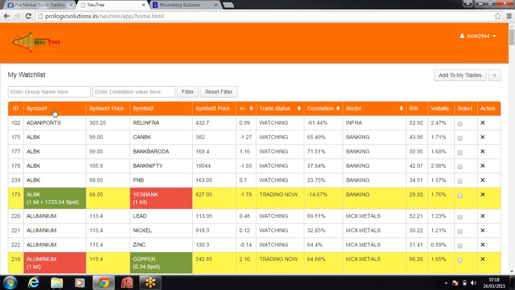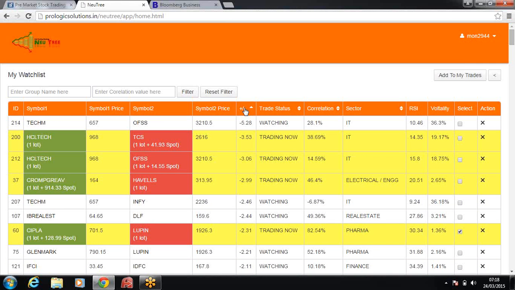Here you can alphabetically select the symbols, or else you can select the ascending and descending order of the z-score. This is the z-score, the plus or minus. So this is what actually tells us when to enter into a trade and when to exit from a trade. So at a z-score of 2.7 and above, the call gets initiated and you'll get this green and red. And a z-score of 1 will tell you the exit point. So once the z-score comes to 1, you'll have to exit that particular trade.